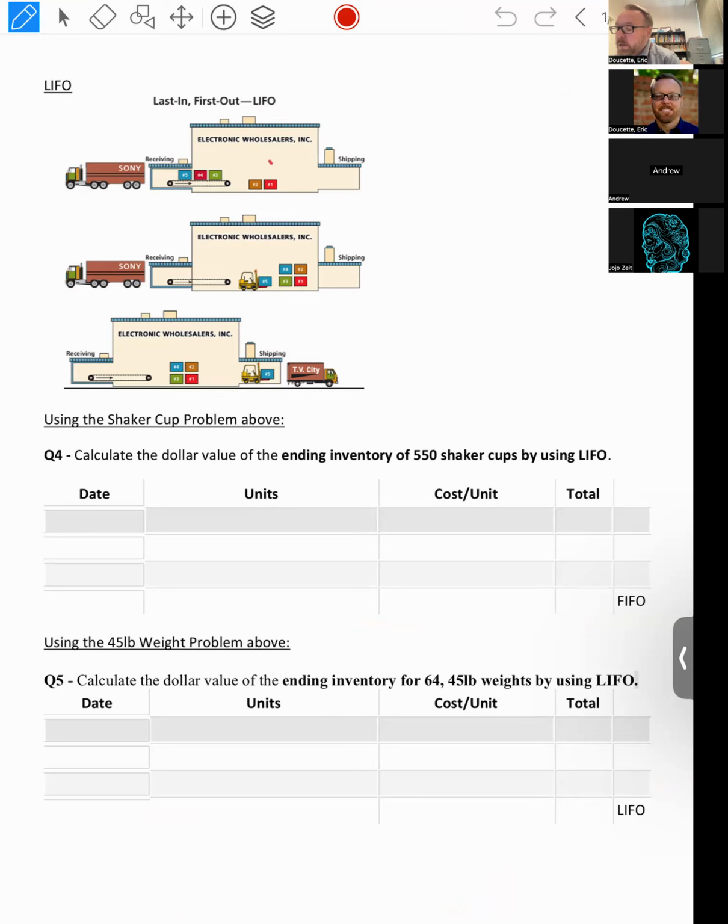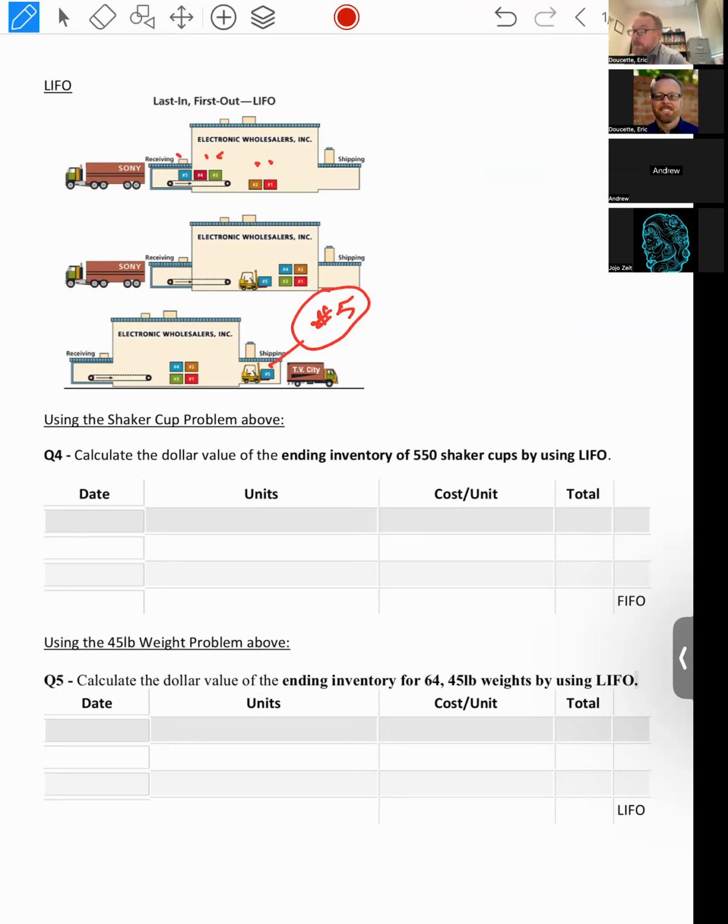You have 1, 2, 3, 4, 5. They're putting them in the warehouse. They're stacked up. But when they go to sell them, what do they take first? They take number 5. So the last ones I put in are the first ones to be shipped out. So it's just thinking the opposite direction.